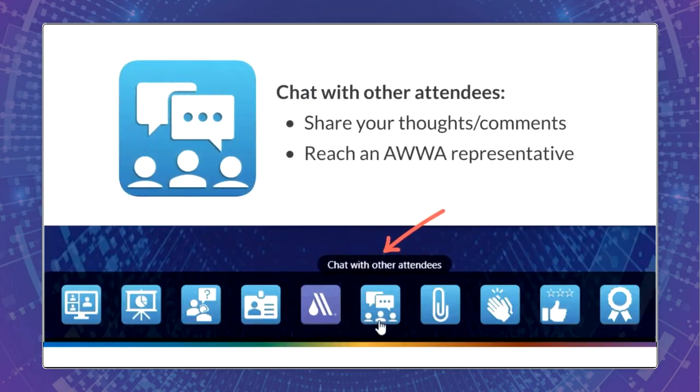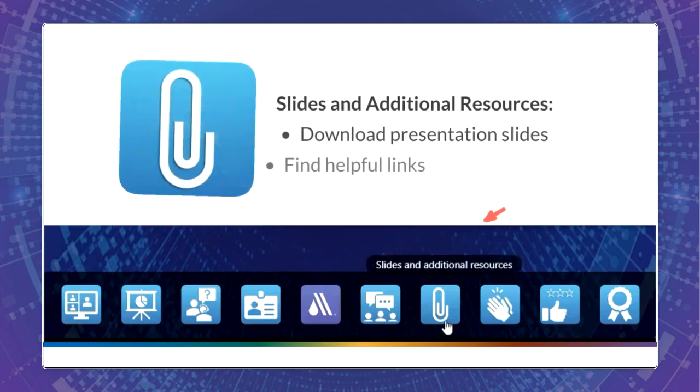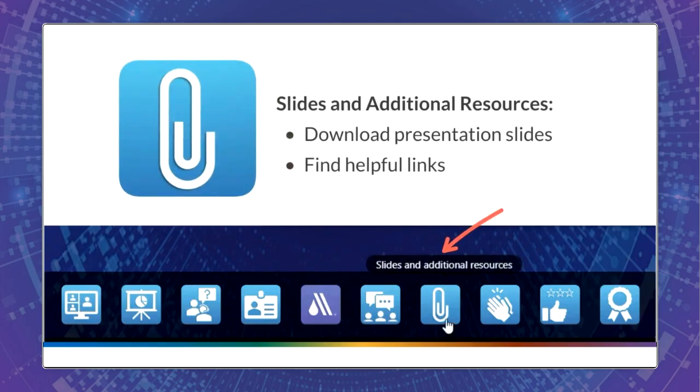Here you can access the attendee chat. We encourage you to use this tool to interact and share information with your colleagues. You can also reach an AWWA representative in the attendee chat. They're going to be available to answer any technical or webinar-related questions. This paperclip icon opens up your additional resources. Here, you can download a PDF of today's presentation slides.